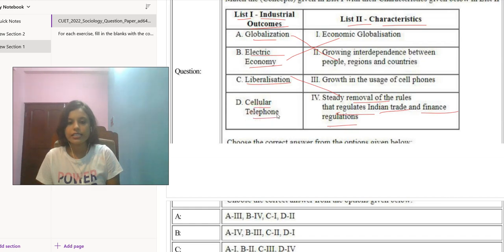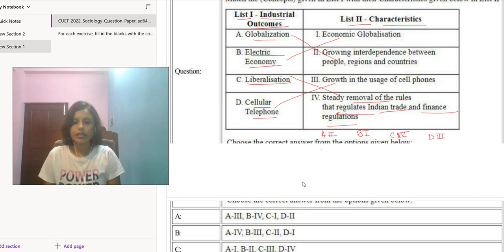Then we have the cellular telephone, and this means growth in the usage of cell phones. So yes, our answer includes A2, then B1, then C4, then D3. Yes, that is our answer. Let's move over to the next question.